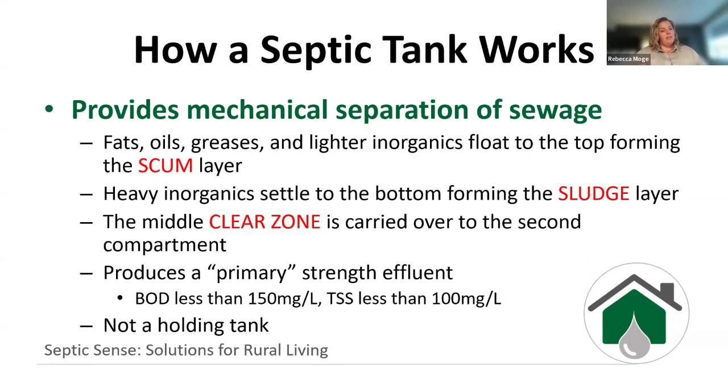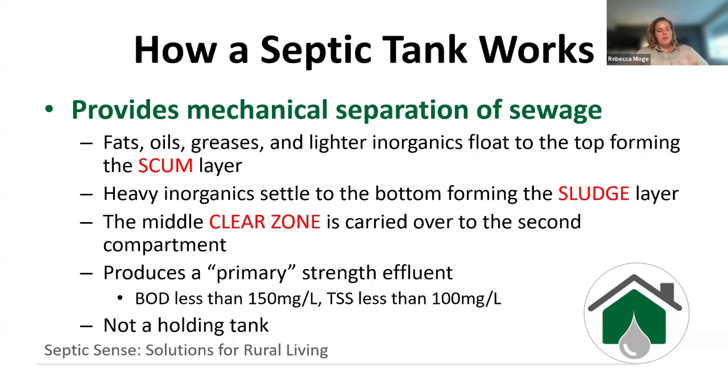In the middle, we have what's called the clear zone, but it's not clear. It's still a septic tank. And that's what's going to go over into our field. We've got a photo of that on the next slide here. So when we have that separation just within a septic tank, that's referred to as primary strength effluent.